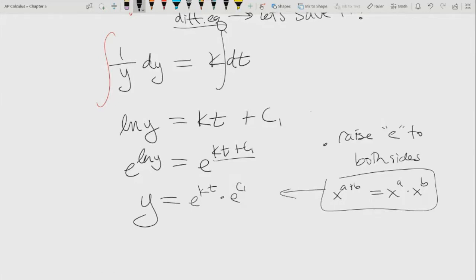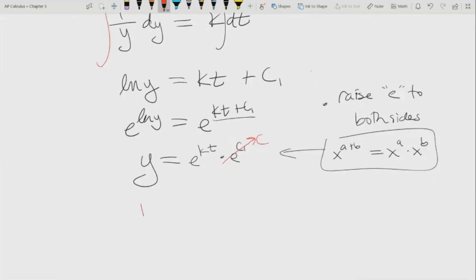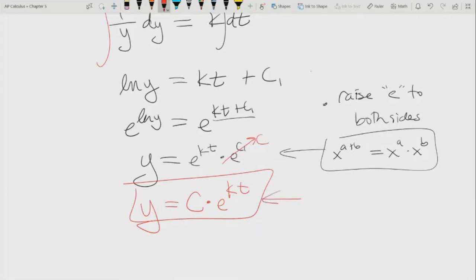But what would we say e to the C1 really is? Is it still a constant? Yeah, it's still a constant. So I could really just say, let's just call this C. Combine them together and call it C. So it leaves us with our final equation being y equals, I'm going to bring that C out front, C times e to the kt power. So what we just did here is we derived theorem 5.16. That was the derivation for it.